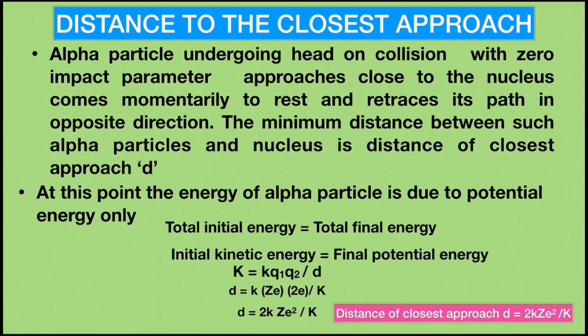So, this is all about the concept of trajectory of alpha particle in the scattering experiment, and we came to know about the two important terms, impact parameter and distance of closest approach. I hope this video would help you in understanding the concept of these two important terms, impact parameter and distance of closest approach.